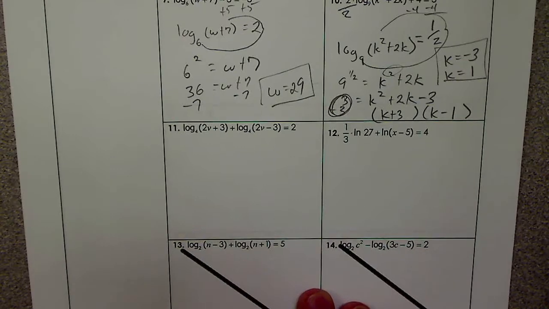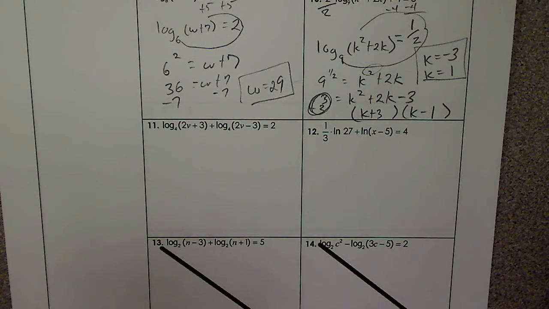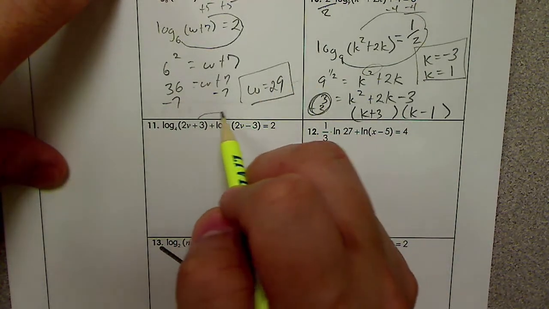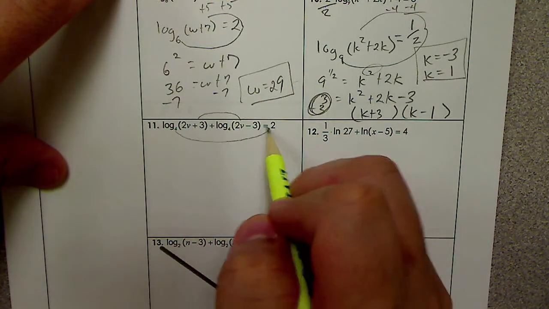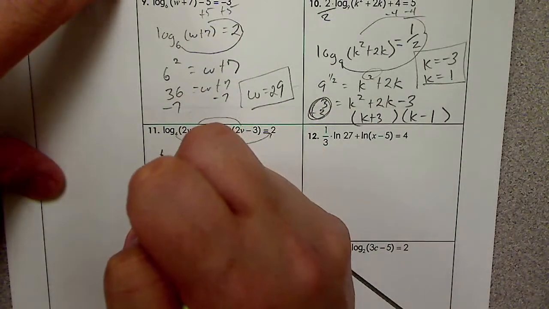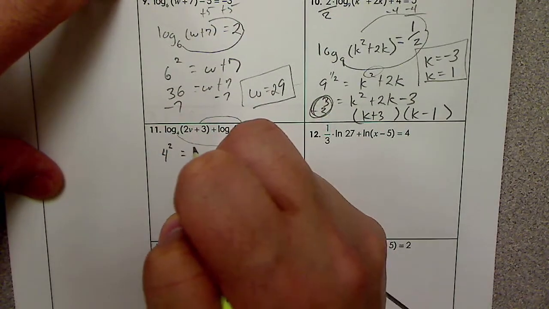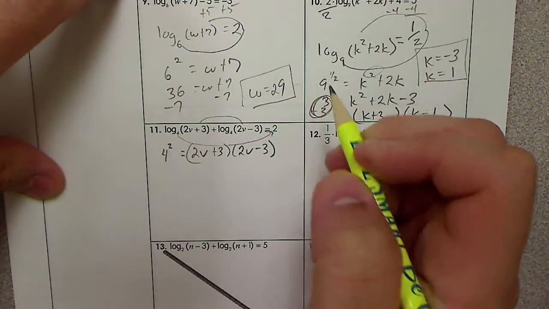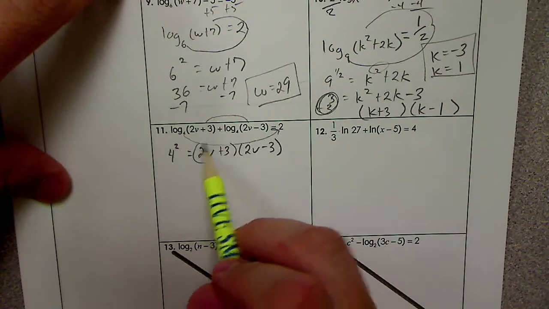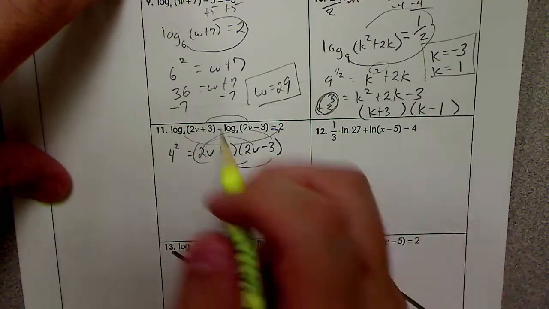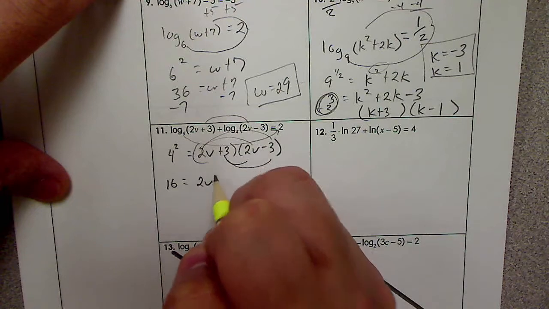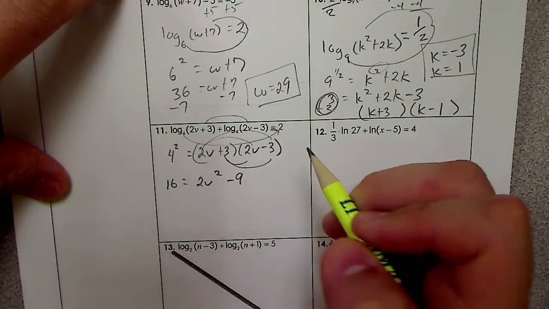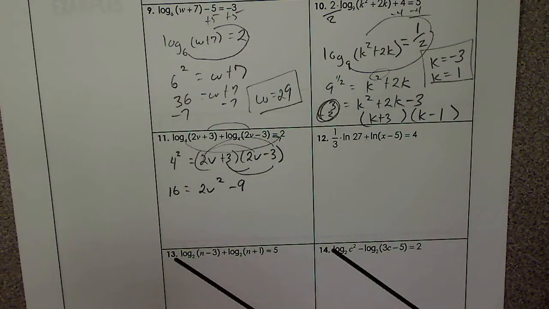Okay. I'm going to skip a step here. I know I'm going to have to multiply this times this. I also know this is going to be 4 squared. So I'm going to rewrite that exact way to save some space. Kind of like that. Okay. I'm going to go ahead and multiply this together. It's called the FOIL method. So 16 is equal to 2v squared, 6v minus 6v minus 9. It's not too bad.